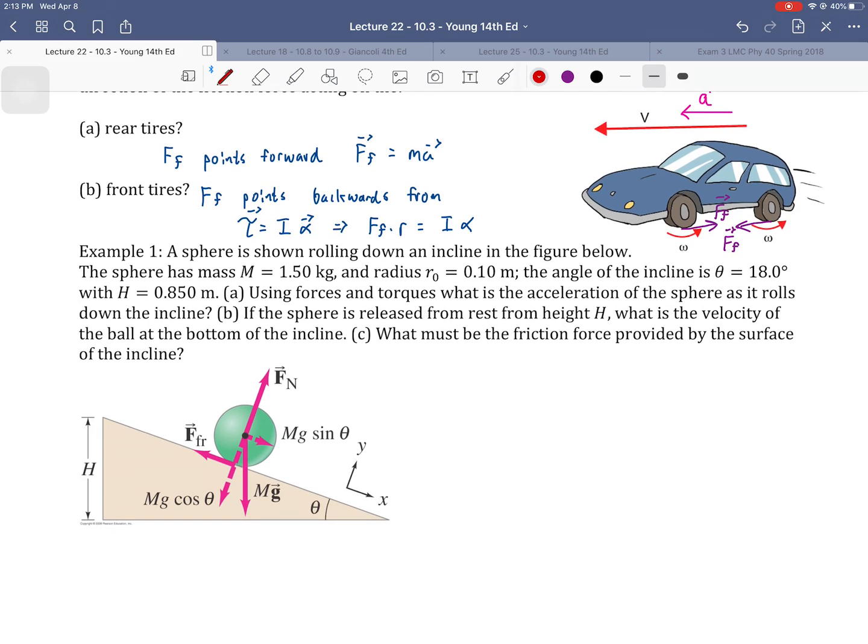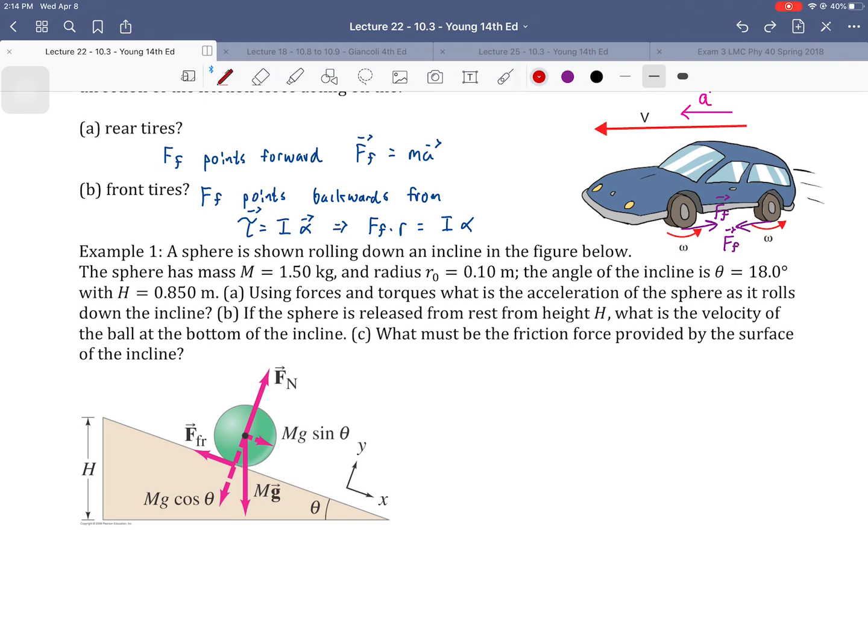So we have a sphere, it's rolling down an incline. We're given some values for all the relevant dimensions and masses and so on. So how do we set this up? Well, we have a sphere. We're told its mass and radius. We're told the angled incline is 18 degrees. That's our theta value there. And we have a height of 0.85 meters, 85 centimeters.